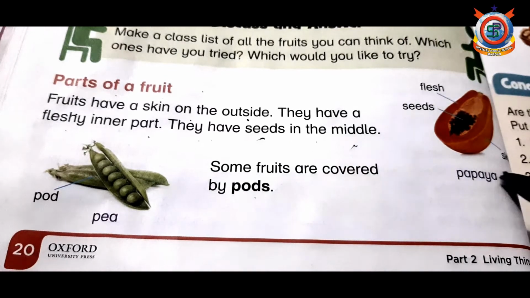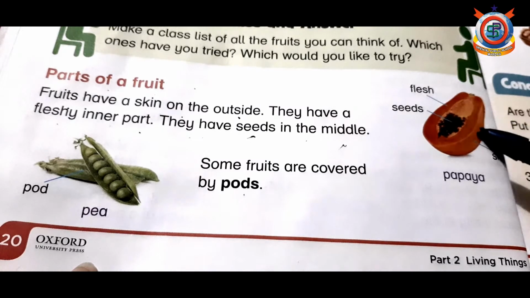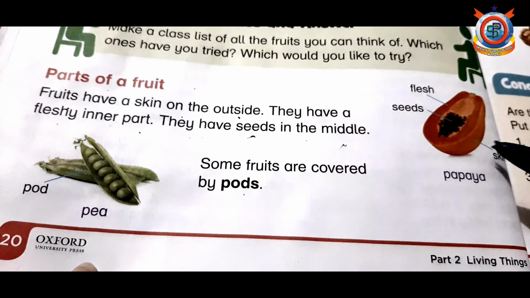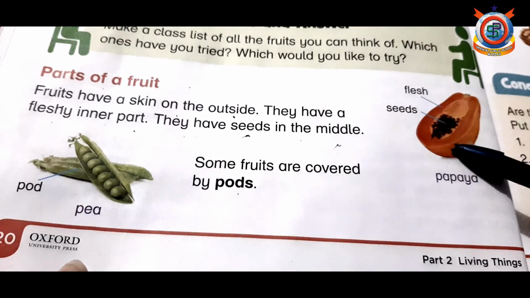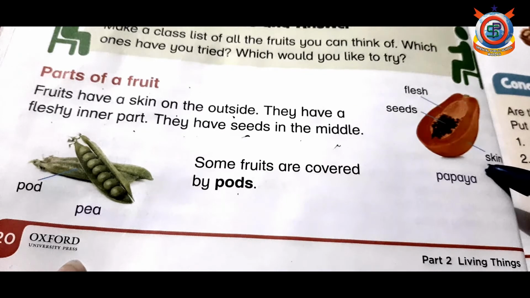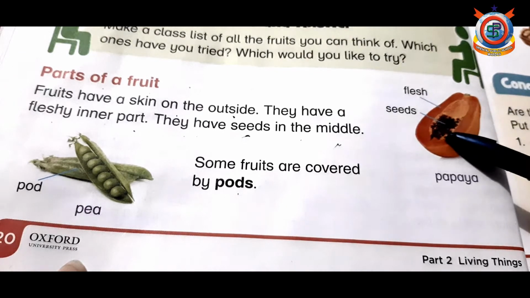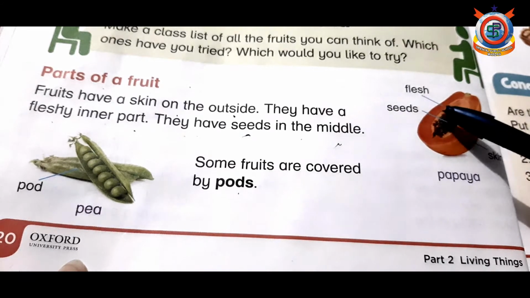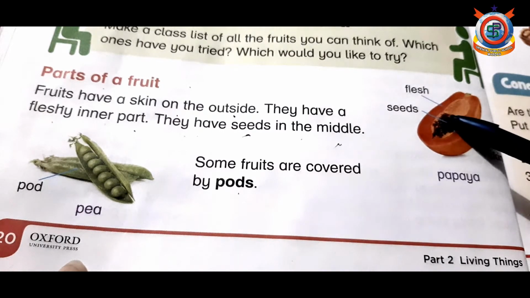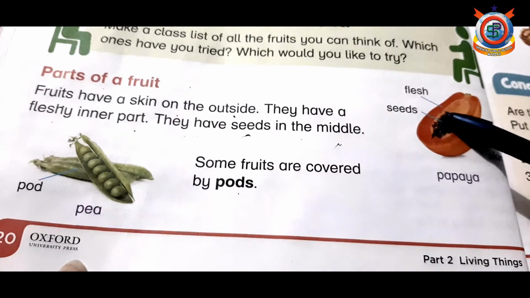Look at here, papaya. The outermost cover of a fruit is called the skin, and this is the fleshy part. The fleshy part is used as food, and this is the middle part, and in the middle seeds are present.